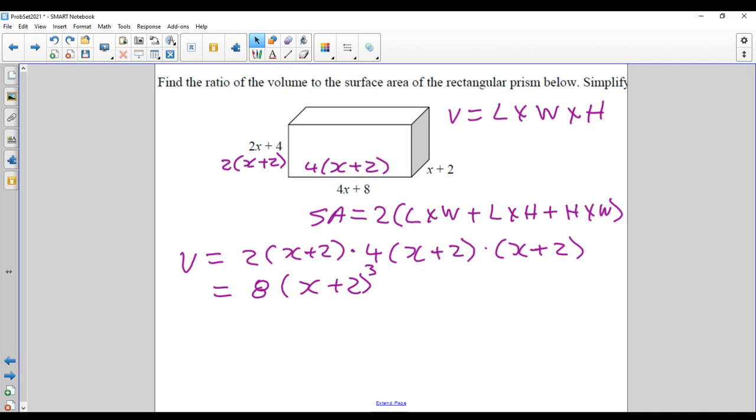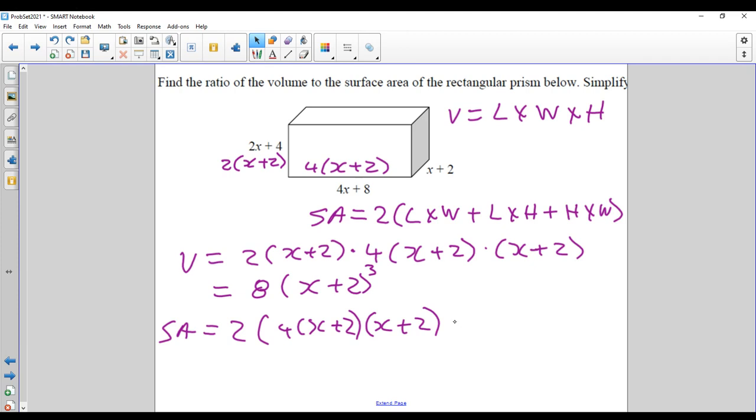Now, the one that's more tedious is the surface area. But let's just see if we can deal with this. The SA is equal to 2 times, okay, length times width. I'm going to use this as the length, and I'm going to use this as the width. So it's going to be the 4 into the x plus 2 times the x plus 2. So I'm multiplying this side by that side. We'll deal with that a little later on.